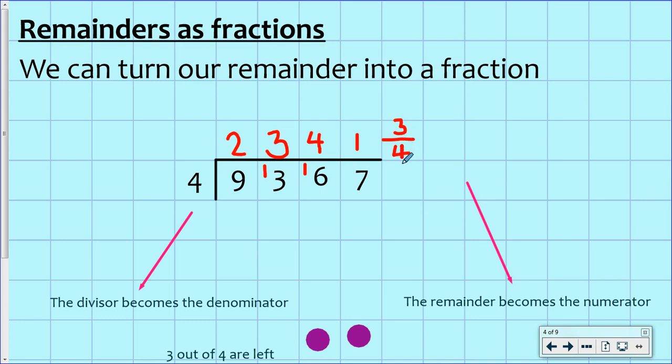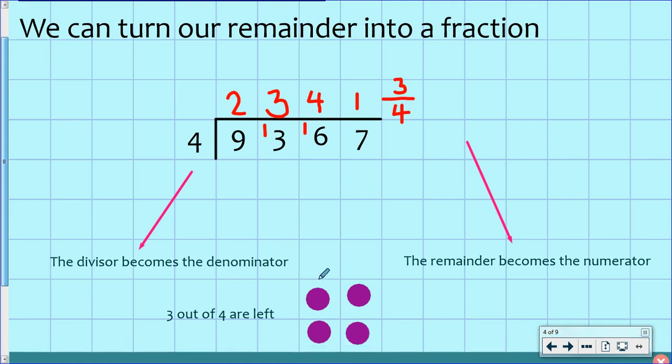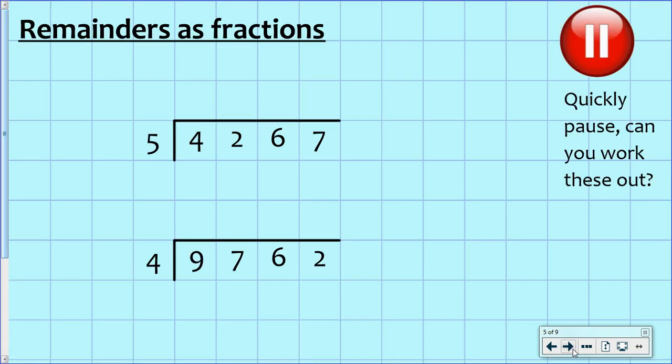Okay, so it's fairly simple. Whatever your remainder is, that will become your top number, and whatever you're dividing by, that will become your bottom number. And what that's basically saying is, out of the next lot of 4, because that's what you're grouping everything into, you have 3 left. So you have 3 of those left out of 4. Okay, let's look at a couple more. So quickly pause the video, see if you can just work these out and put the remainders as fractions.